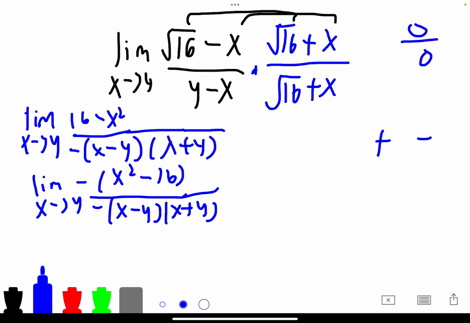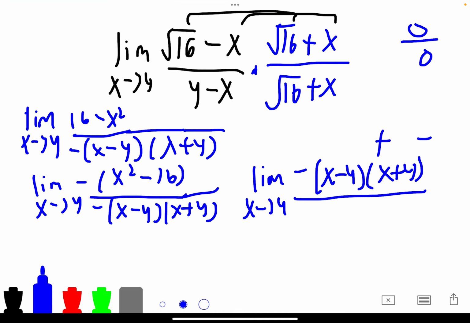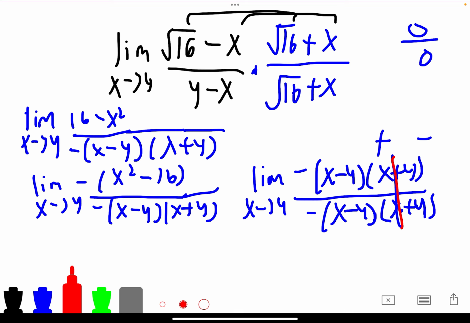And let's just do one last step of factoring. The limit as x approaches 4 of x minus 4, x plus 4, over x minus 4, x plus 4. All these values cancel. Let me just do a different color. All these values are canceling, so that gives you 1.